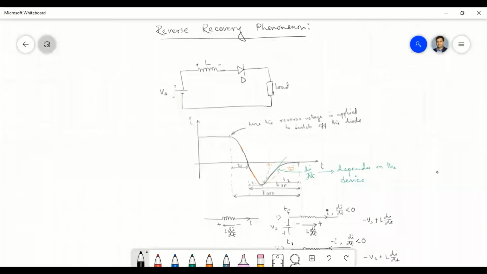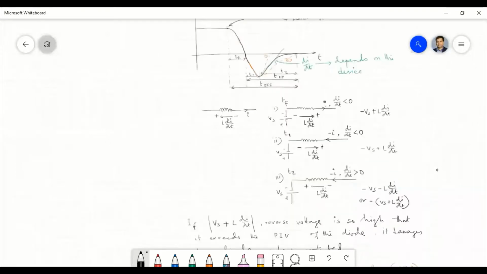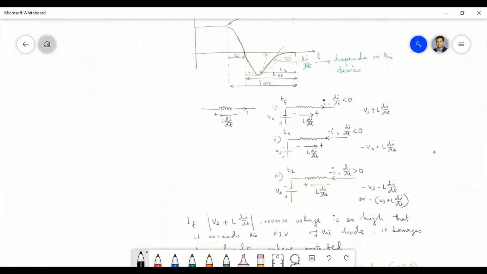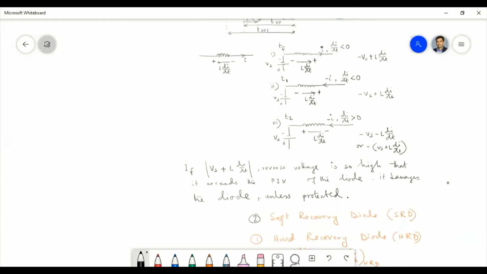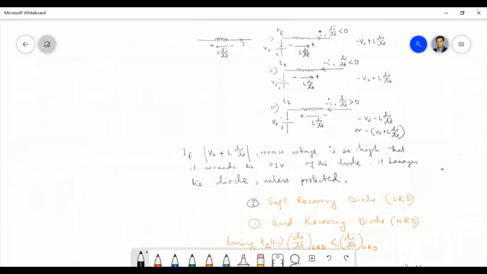Now, due to this reverse recovery phenomenon, there is a problem of high di/dt, and as a consequence, possible damage of the diode. Therefore, we use the snubber circuit to protect the diode. And the snubber circuit not only protects the diode, but also protects against high dv/dt which can come from the external device, external power supply.